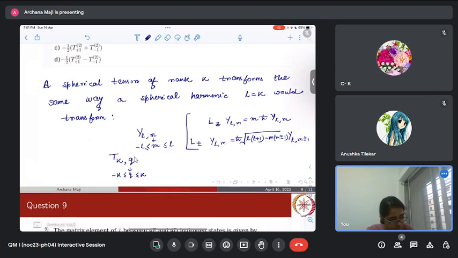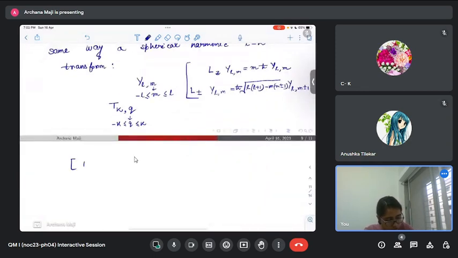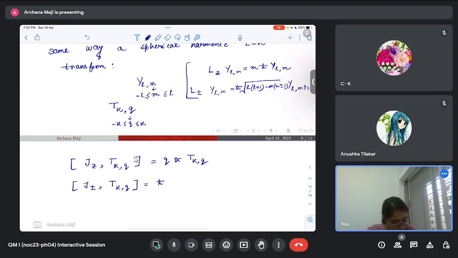In the same spirit, this spherical harmonic commutator of Jz with spherical harmonic T gives q h cross, and J plus minus... minus. Okay.